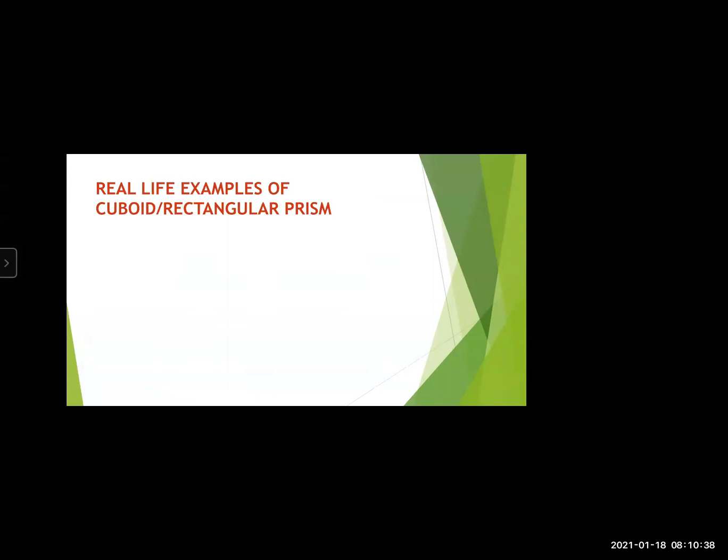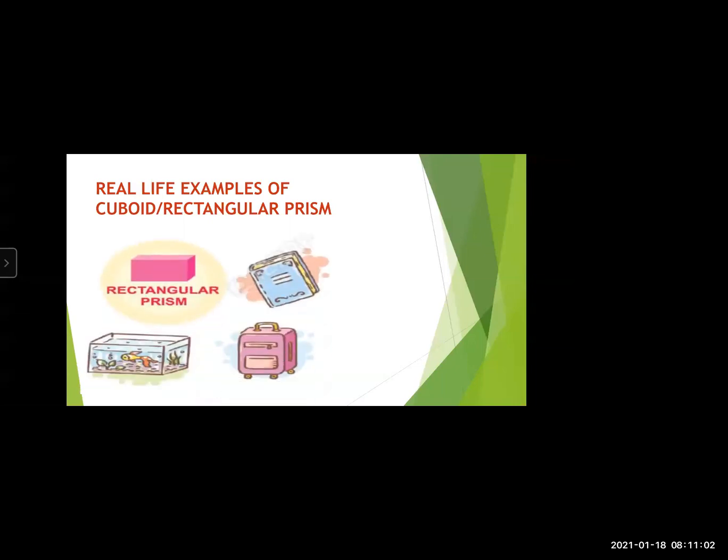Now, just now we saw the cuboid. We saw how many sides it has, how many faces it has, how many vertices it has. So we saw just now it has 12 sides, that is 12 edges, 8 vertices and 6 faces. But in real life, where can we see examples, the objects which look like a cuboid? See here, fish tank, book, the suitcase. These objects are rectangular prisms because their base is of rectangular shape. So that's why it's called a rectangular prism or a cuboid.